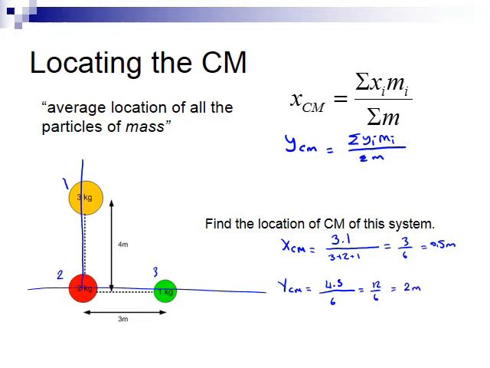This means the center of mass for this system is going to be half a meter to the right and 2 meters higher. So I'm guessing half a meter is going to be around here, and 2 meters is going to be here. So this should be where the center of mass must be located for these three objects.